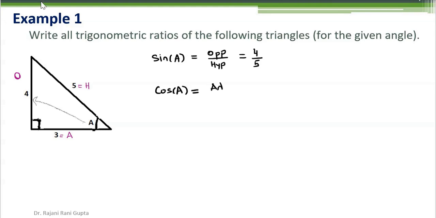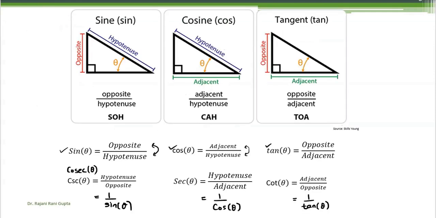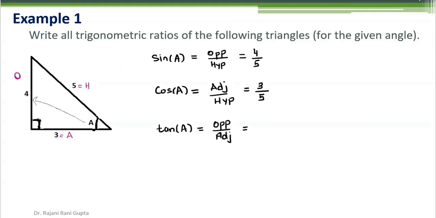By the rule, cosine is adjacent over the hypotenuse. So the measurement of adjacent is 3 over the hypotenuse, which is 5. And the third trigonometric ratio, that is tan of A, will be opposite over adjacent by the rule. I'm talking about these rules that we studied just now. So what is the measurement of the opposite side? It is 4 over adjacent, which is 3. So you get these three trigonometric ratios.